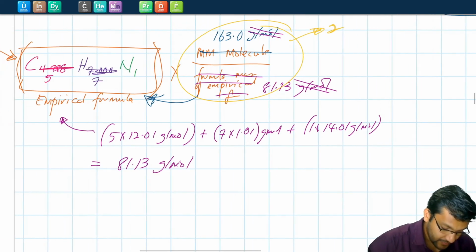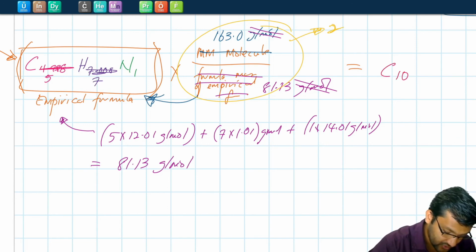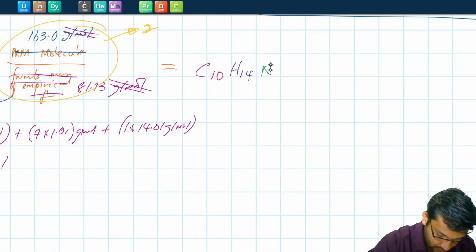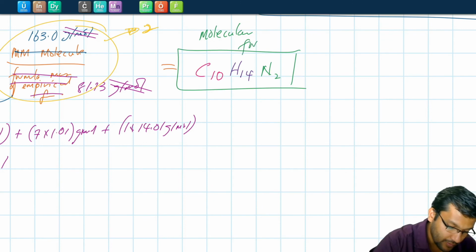So to get from the empirical formula to the molecular formula, we just need to multiply all of these numbers by 2. And so that gives us 5 times 2. That's 10, so C10. H is 7, so 7 times 2 is 14. And N is 1, so 1 times 2 is 2. And this is our molecular formula.